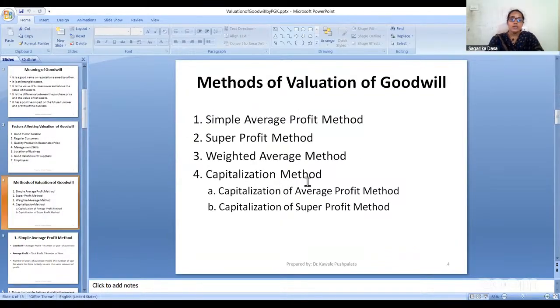Then we have methods for valuation of goodwill. Now we have methods to calculate the goodwill. The first method is the simple average profit method. Second is the super profits method. Third is the weighted average method. Fourth is the capitalization method. These are the 4 methods which are very important for the valuation of goodwill. Out of these 4, super profits is the most important method of calculation of goodwill.